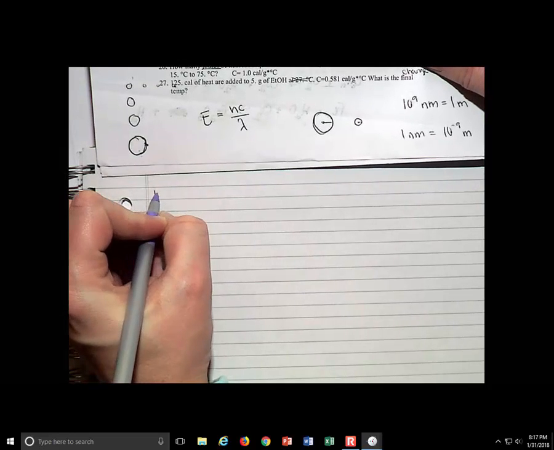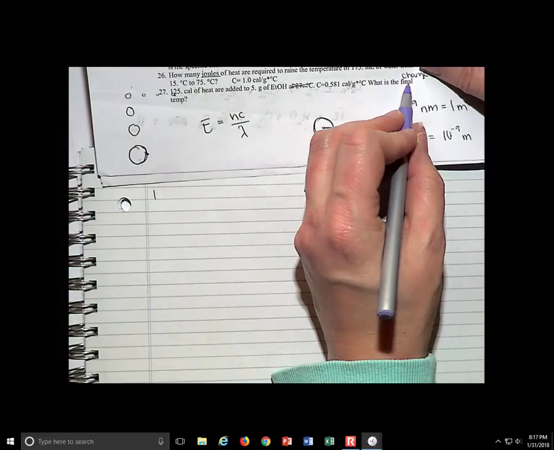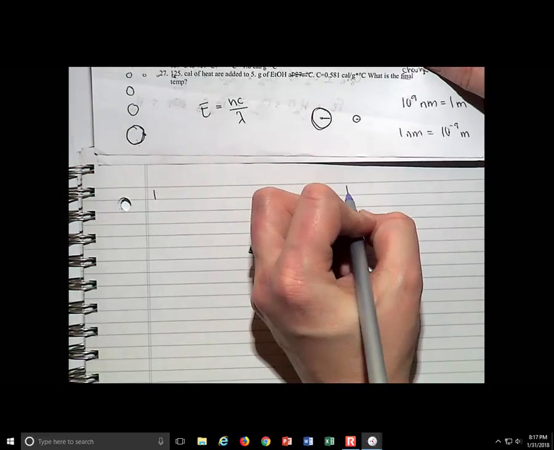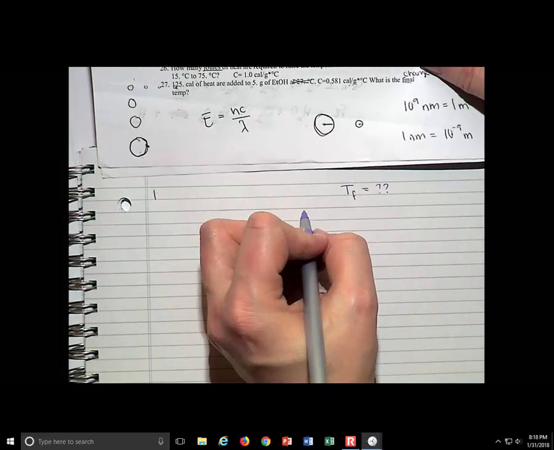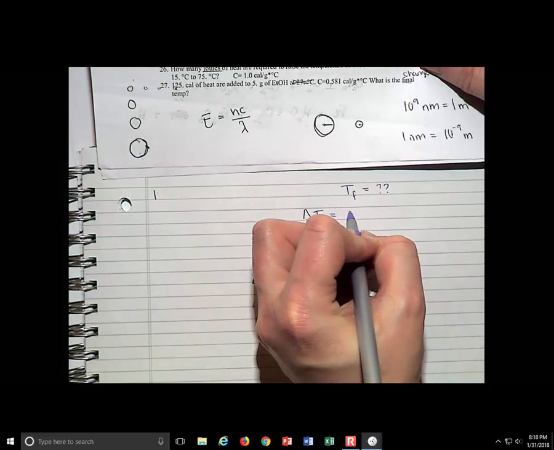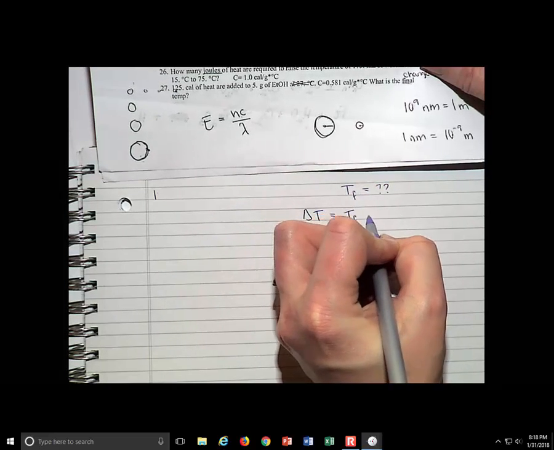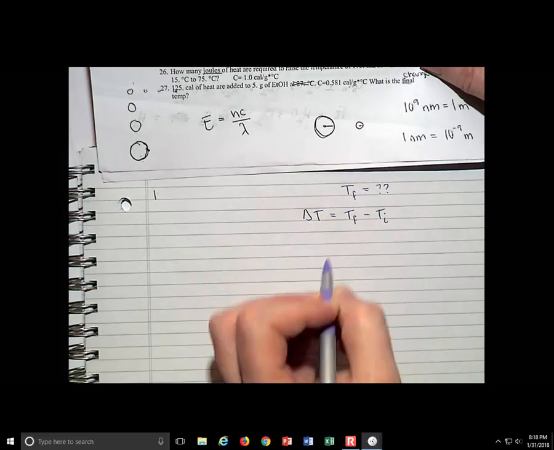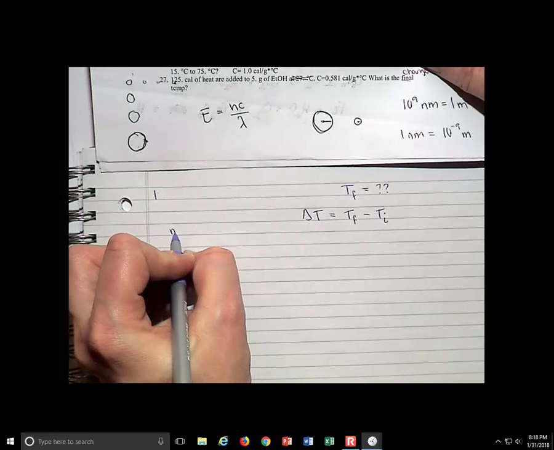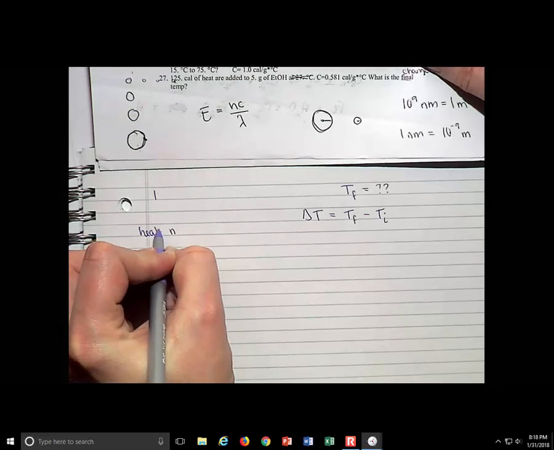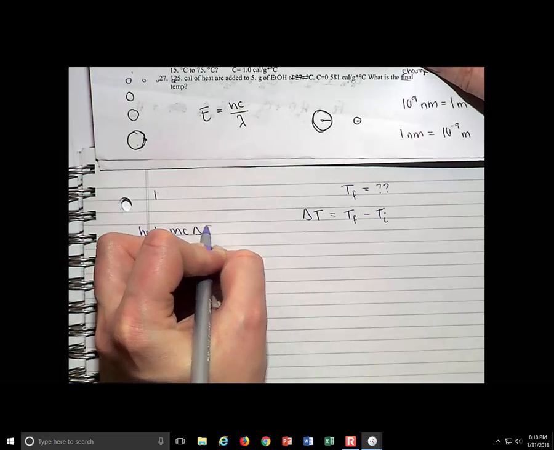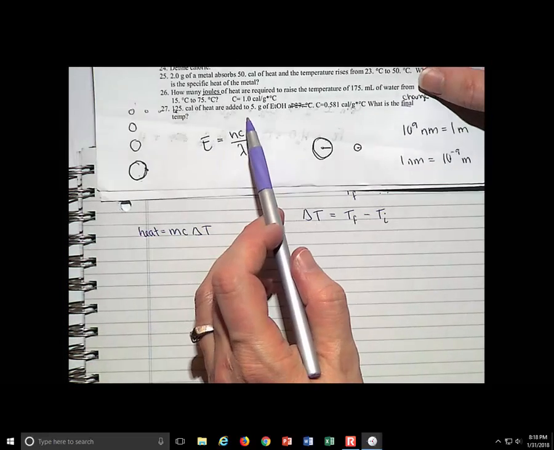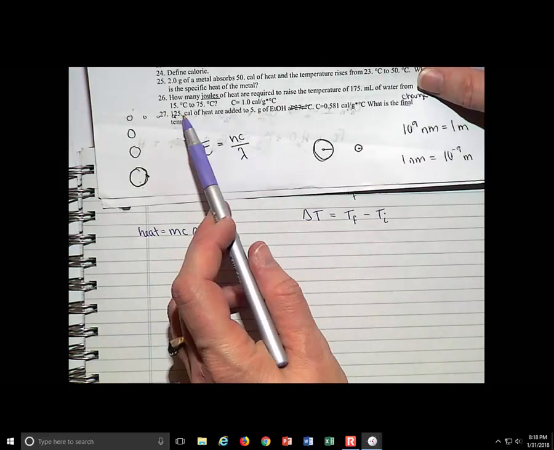So we have, again, we're trying to find the final temperature. I know that my change in temperature is my final temperature minus my initial temperature. And I also know that heat equals mc delta T. And now I just have to go through the problem and identify variables.